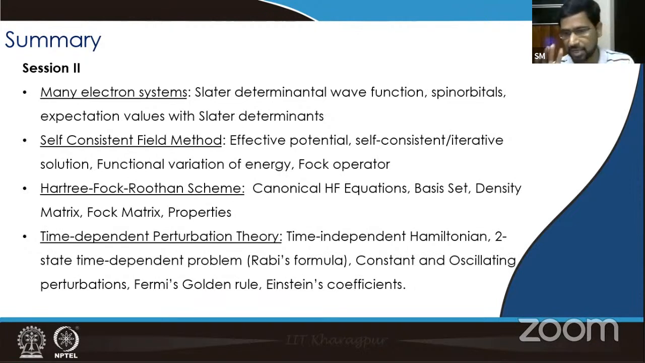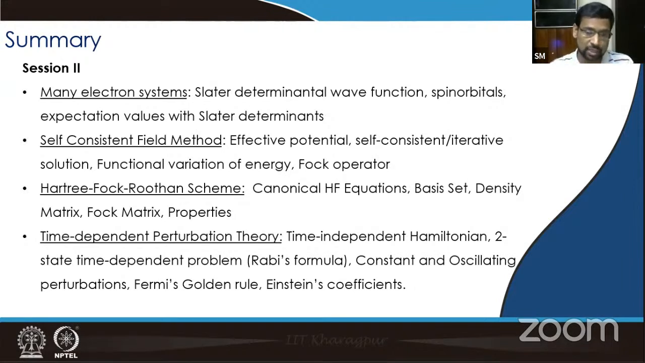After looking at time-independent systems, we asked what if the potential energy has explicit time dependence? In such cases, we started looking at time-dependent perturbation theory. First, we looked at the two-state problem, the famous Rabi's formula, where we said that the time evolution of an initially empty state depends on the strength of the coupling, that means the perturbation, as well as the energy difference between the two states. So Rabi's formula was extremely useful in understanding the time evolution of a two-state problem.